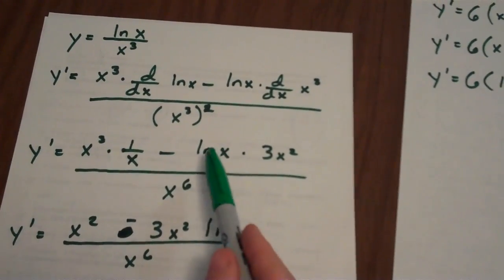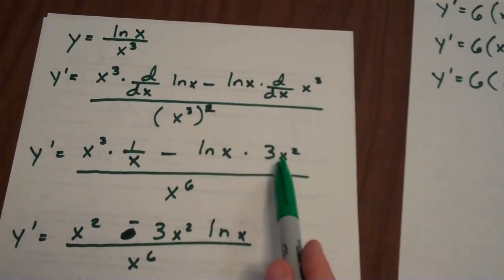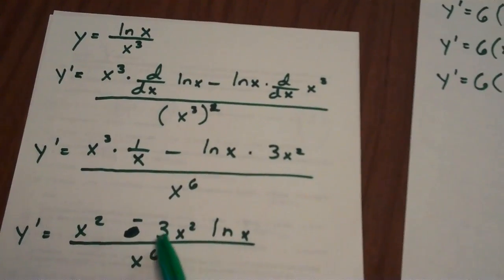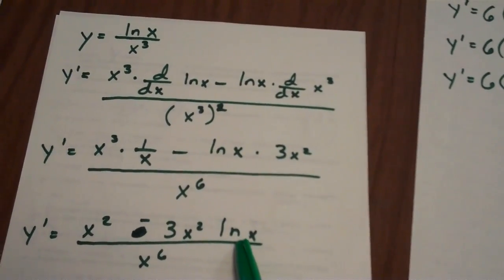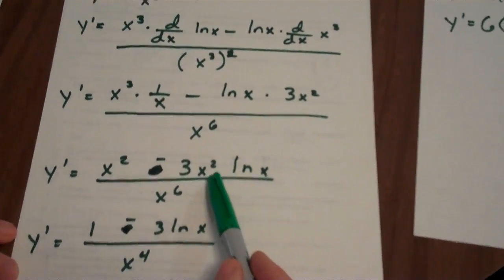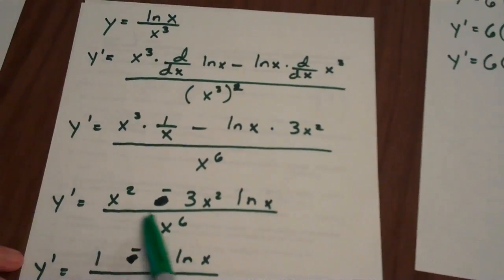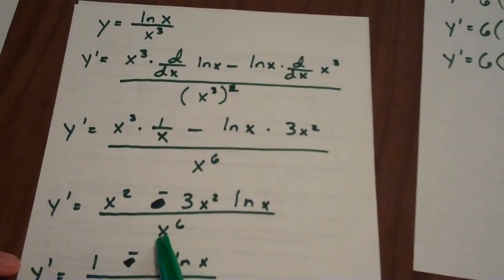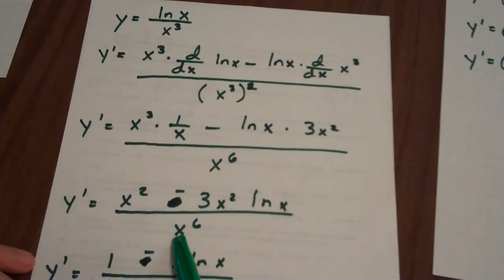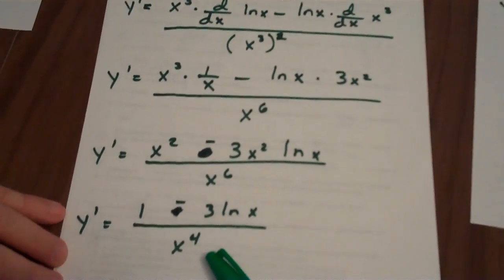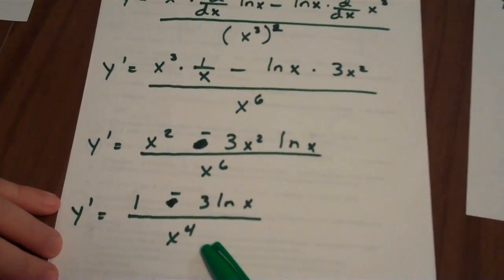The natural log of x times 3x squared, I've just rewritten as 3x squared natural log of x. And notice that all three terms, the two terms on the top and the term on the bottom, all have at least 2 x's, which I've canceled to leave my simplified fraction and my final answer.